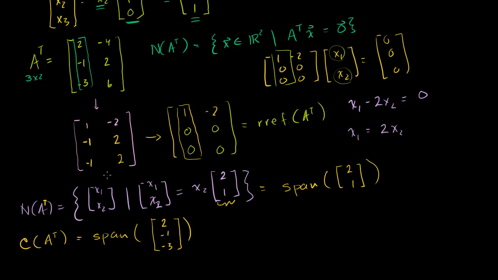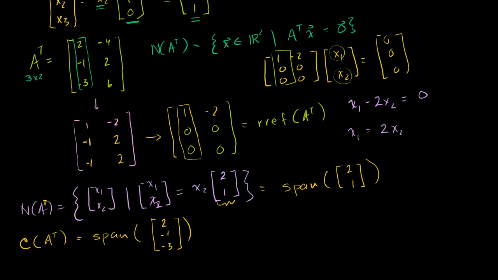Now, that's just a nice, neat exercise that we did. Notice that your span here is in R3, but it's just going to be a line in R3. Maybe in the next video, I'll do a more graphical representation of it. But I did this whole exercise to introduce you to the ideas of the null space of your transpose and the column space of your transpose. Think about what the column space of your transpose is.